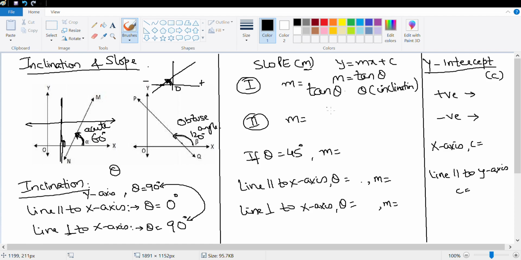There is a second method which we do not use in grade 9, which we will use in grade 10. But if you want to learn it, you can learn it. It is y2 minus y1 upon x2 minus x1. Now what are y2 and y1? What is x2 and x1? Let's say on this line there are 2 points, point 1 and point 2. Let's say the coordinates of this point are x1 and y1, and coordinates of this point are x2 and y2. You can calculate the slope by saying y2 minus y1 divided by x2 minus x1.